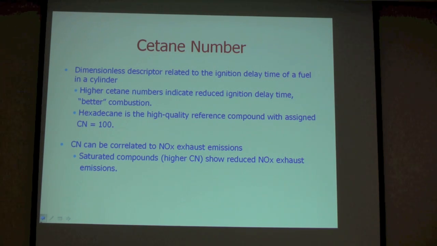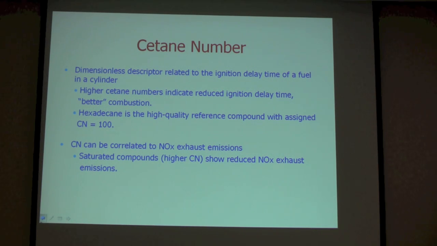And hexadecane, which is essentially a hydrocarbon with 16 carbon atoms in a straight chain, is a high quality reference compound. It has an assigned cetane number of 100, and that's also, by the way, why the cetane number is called cetane number. Hexadecane is a systematic name for the compound, and it also has a trivial name, cetane. So it's essentially identical to this cetane and the cetane number.